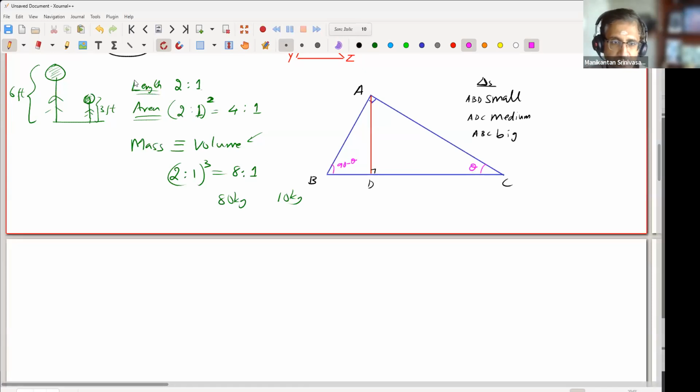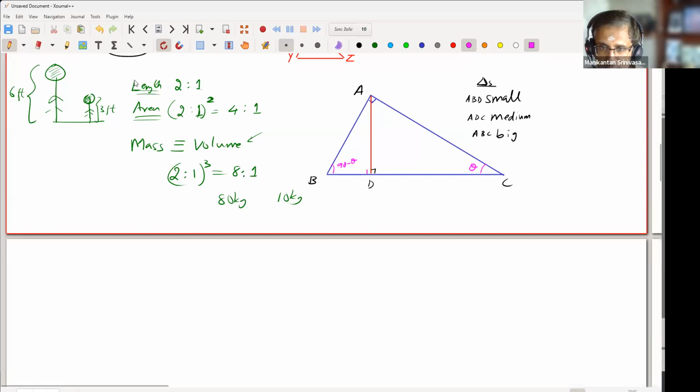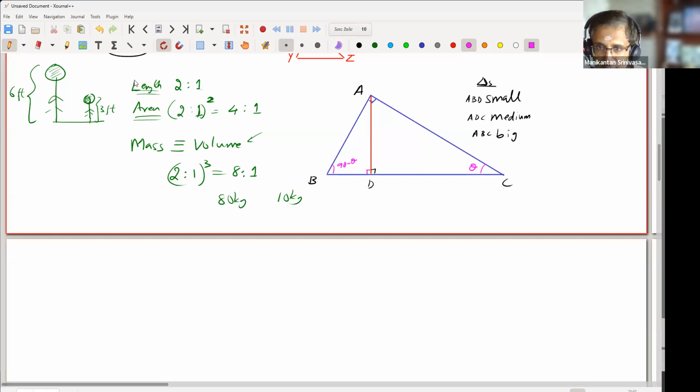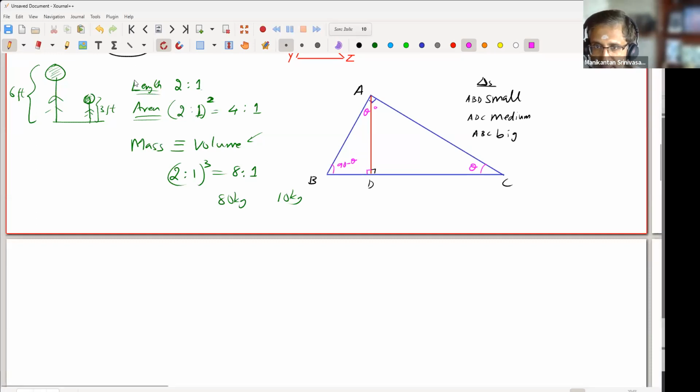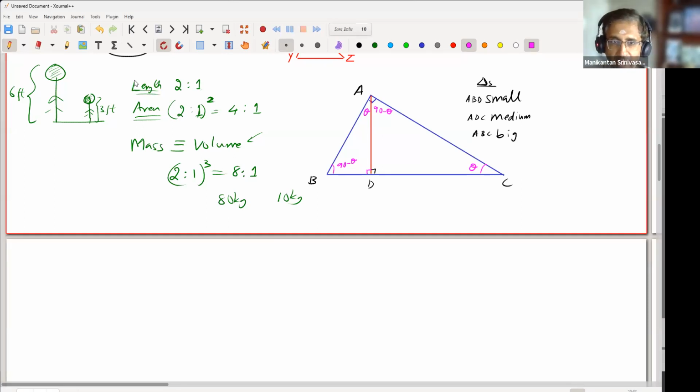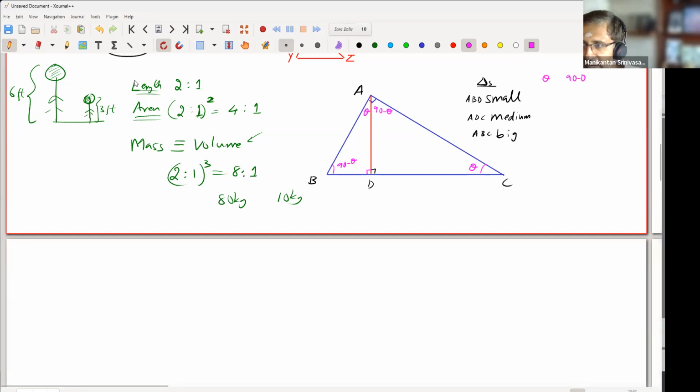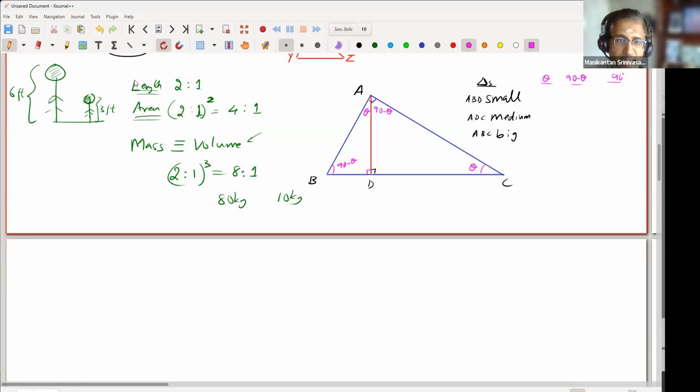Agreed? Now, if you look at the small triangle, this is 90 minus theta. Therefore, this is theta. And because this whole angle is 90, this has to be 90 minus theta. So all three triangles have angles theta, 90 minus theta, and 90. So all of those triangles, by the AAA angle property, are similar to each other.